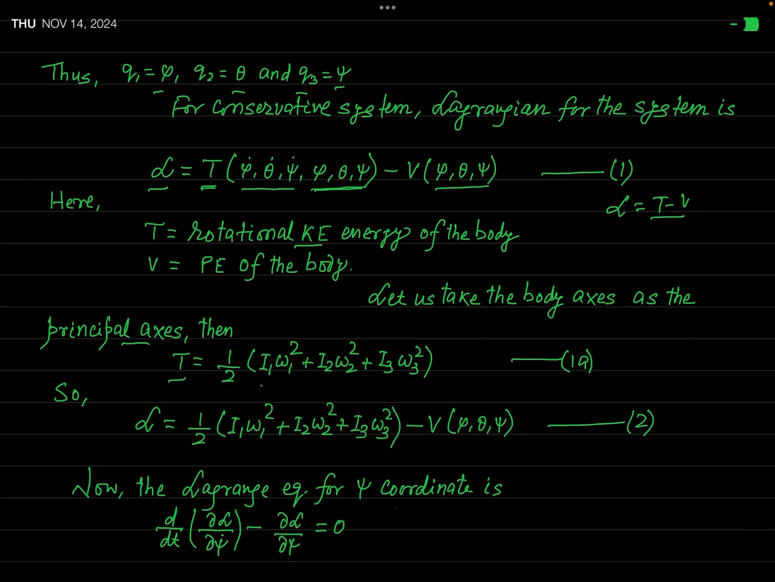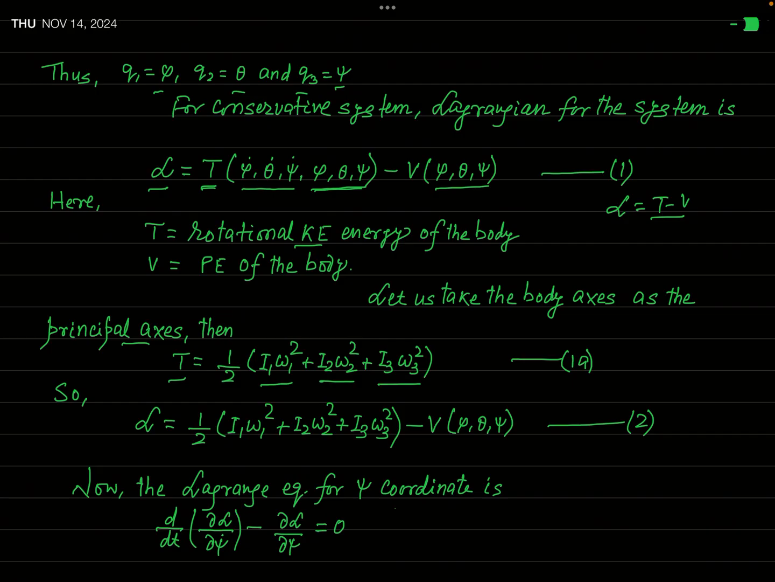This is 1/2 (I1 omega1 squared + I2 omega2 squared + I3 omega3 squared). Here I1, I2 and I3 are the principal moments of inertia of the body, which means they are the moments of inertia of the body about the three principal axes, that is the x-axis, y-axis and z-axis, or you can say the first, second and third principal axes. And omega1, omega2 and omega3 are the components of the angular velocity vector along the three principal axes respectively.